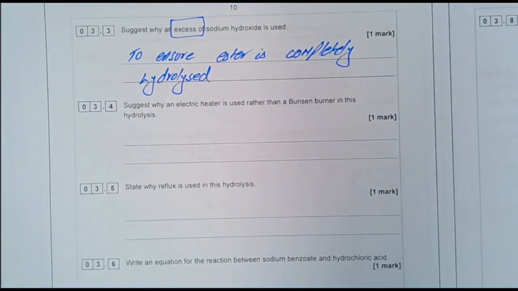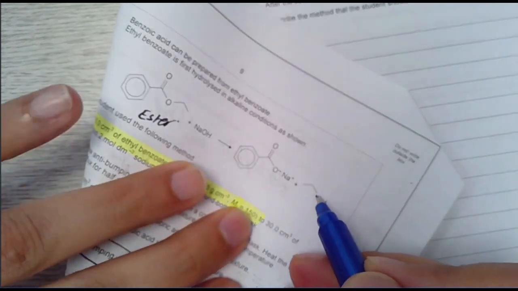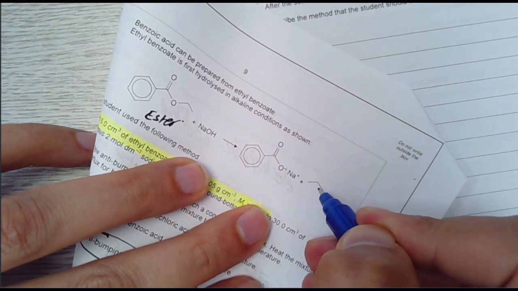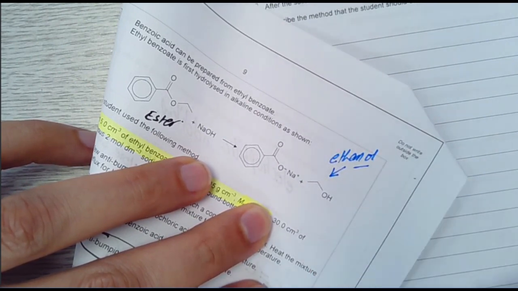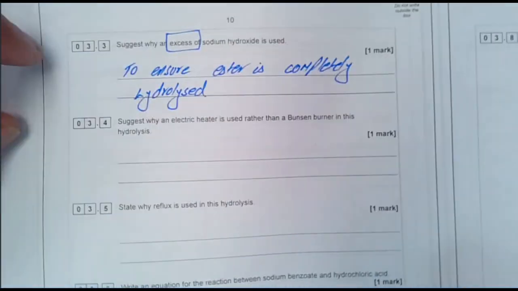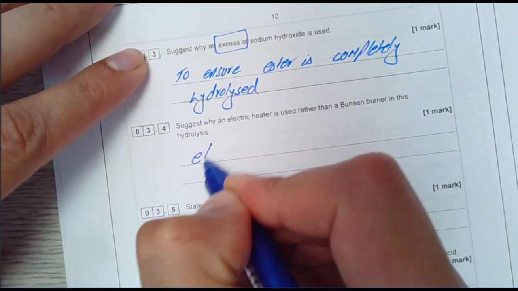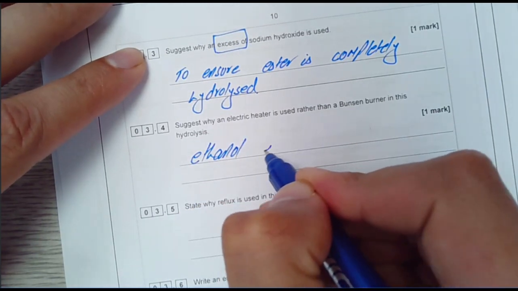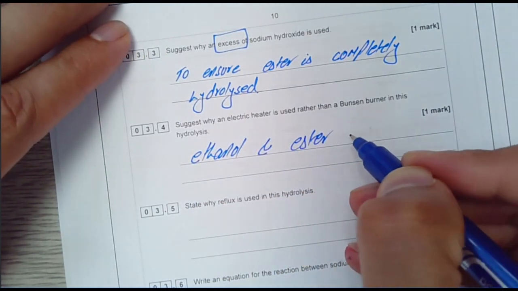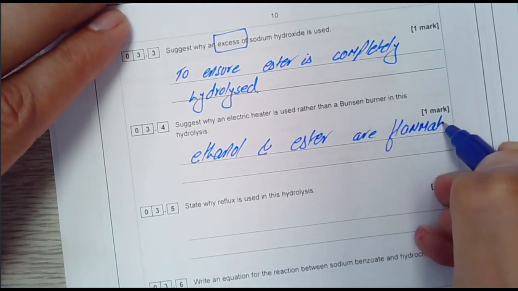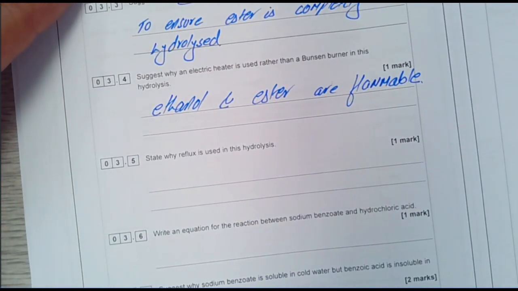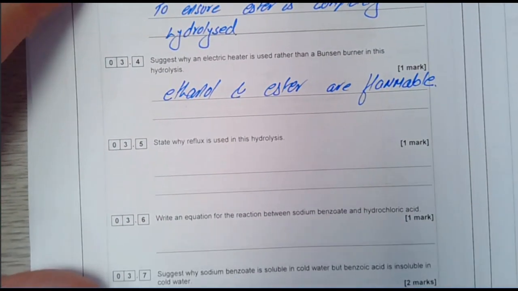Next part says why an electric heater is used rather than a Bunsen burner in this hydrolysis. In this case, you have already seen the product, if I show it to you, how many carbons do I have in this case? This is my ethanol. So ethanol is flammable, so we can say ethanol and ester are flammable. So they'll catch fire.